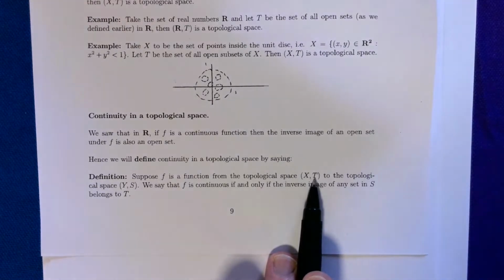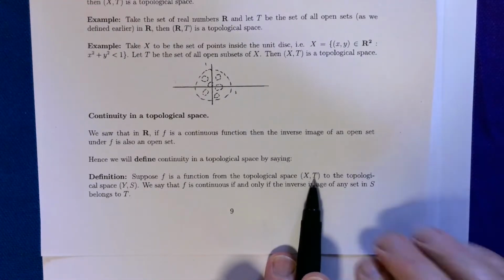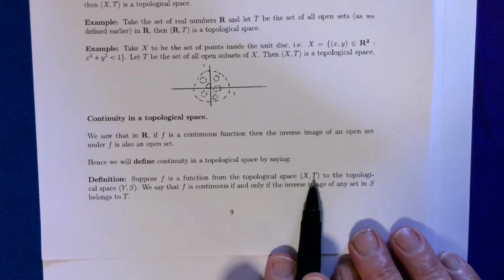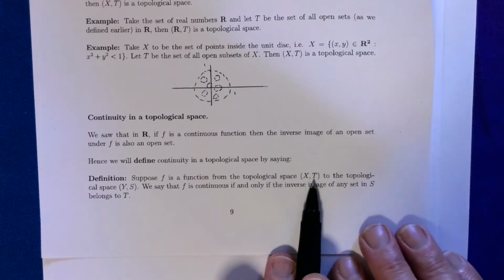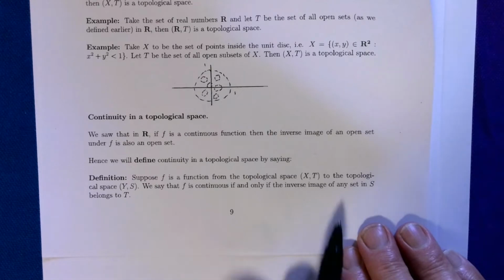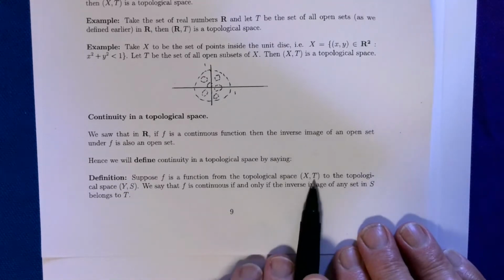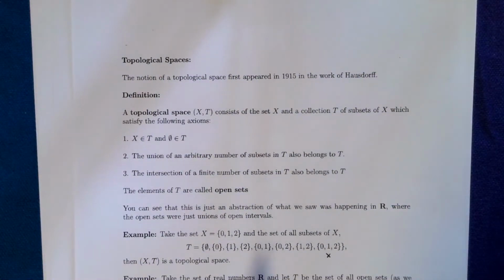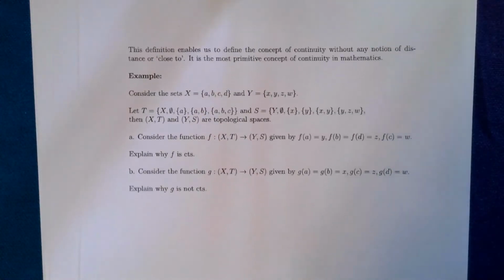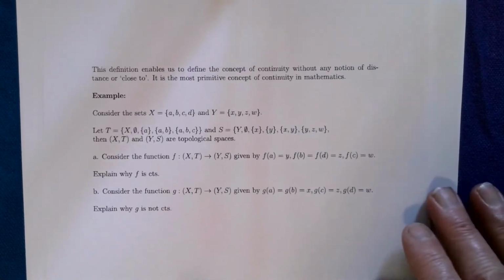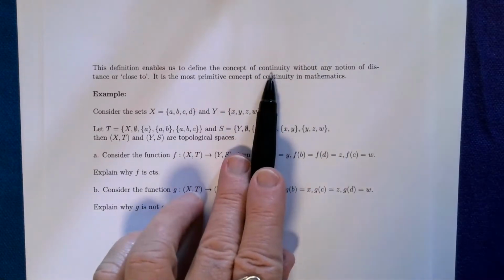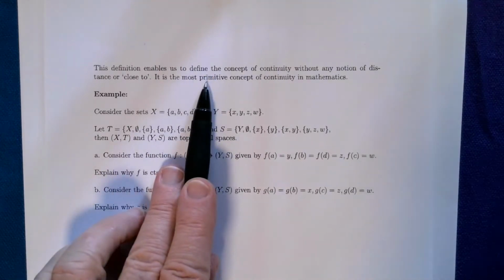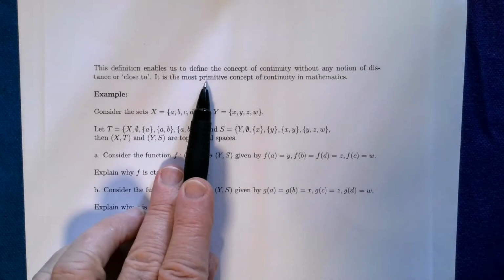Now this is quite subtle and quite sophisticated, but you might like to think about this. The point is, we're defining continuity now without any epsilons or deltas and no measure of distance. We're defining it purely in terms of inverse image of a set in one collection of sets in terms of another collection of sets. As I said, I'll do some examples in a second, but this definition enables us to define the concept of continuity without any notion of distance or close to. It is the most primitive concept of continuity in mathematics.